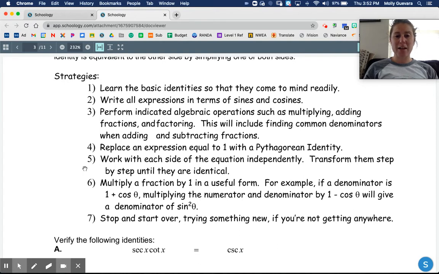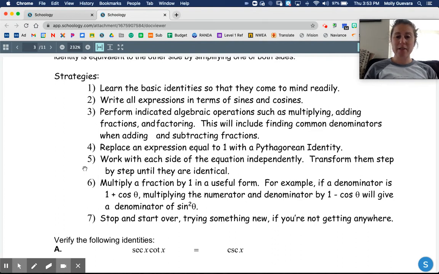Perform indicated algebraic operations such as multiplying, adding fractions, factoring. Make sure that you're having common denominators when adding or subtracting fractions. Another strategy is replace an expression equal to 1 with a Pythagorean identity, the sine squared plus cosine squared.